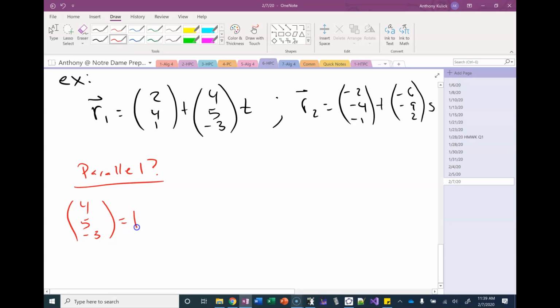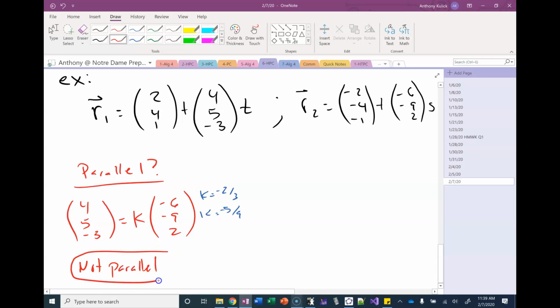So we'll start by checking to see if they're parallel. If I look at the first one, I'd get k is negative 2/3. If I look at the second one, k is negative 5/9. So I know it's not parallel. I could continue and find the third value for k, but it doesn't really matter, right? As soon as I get two values that are different, I know that they can't be parallel. Is everybody okay there?